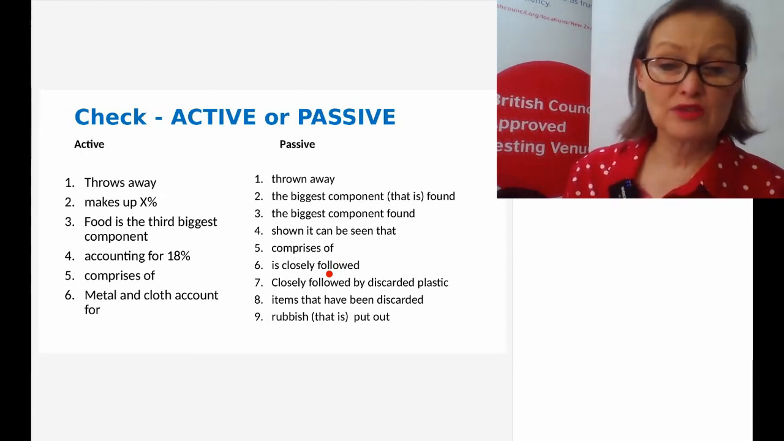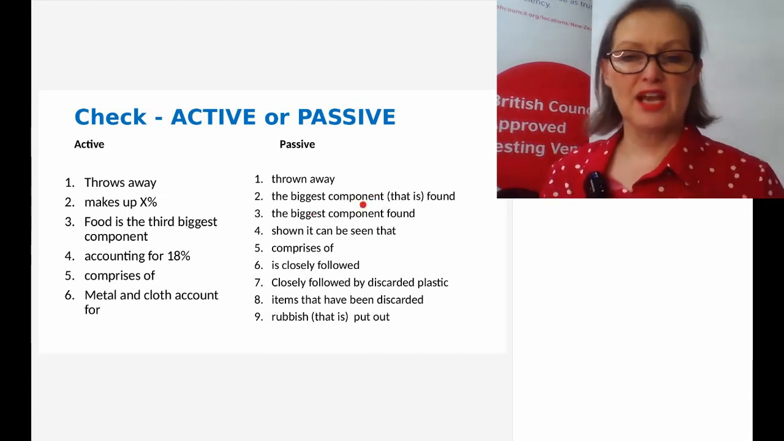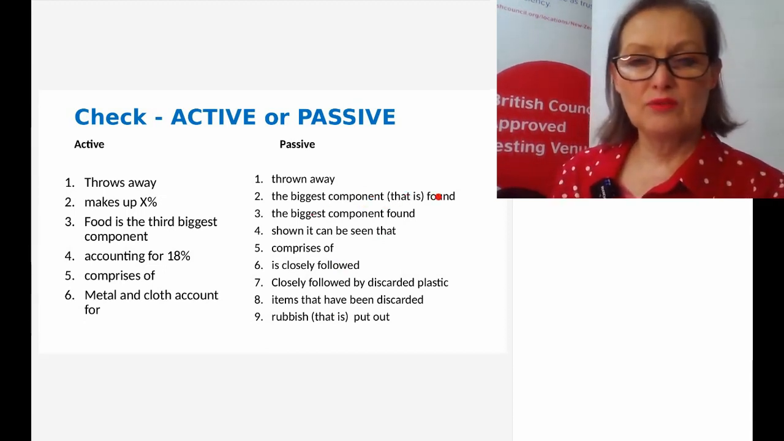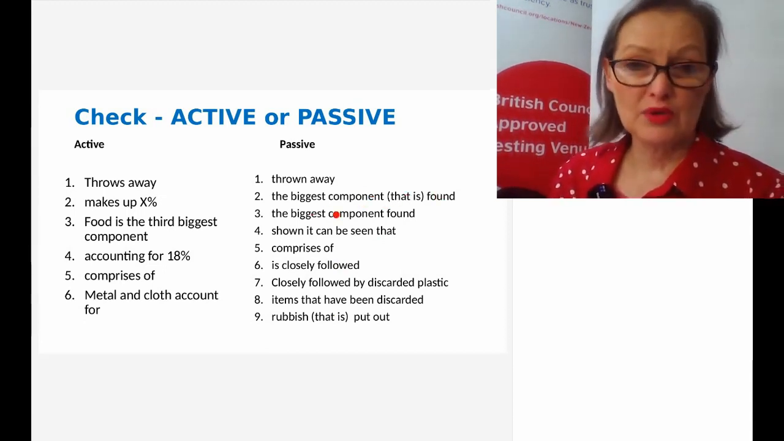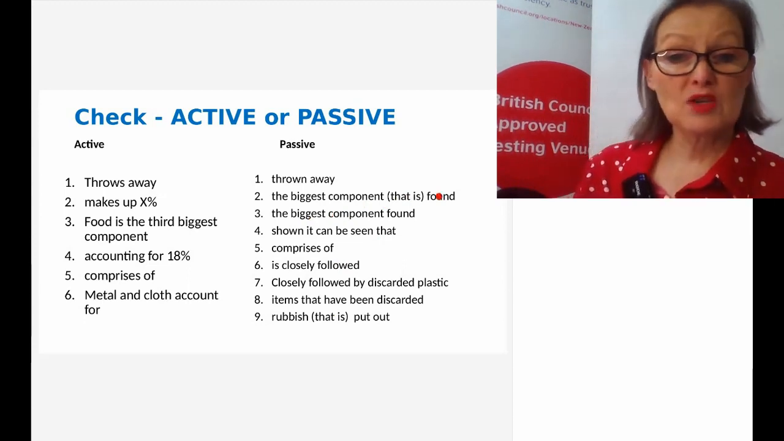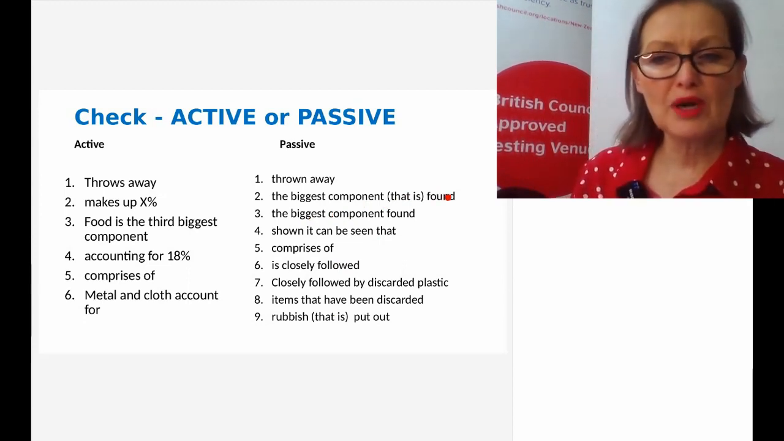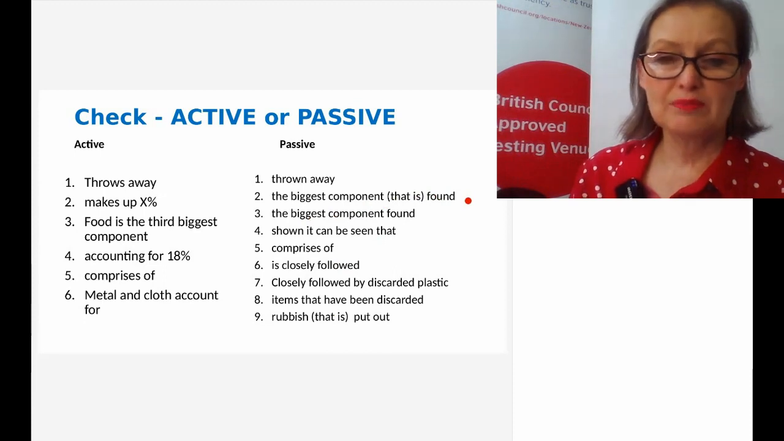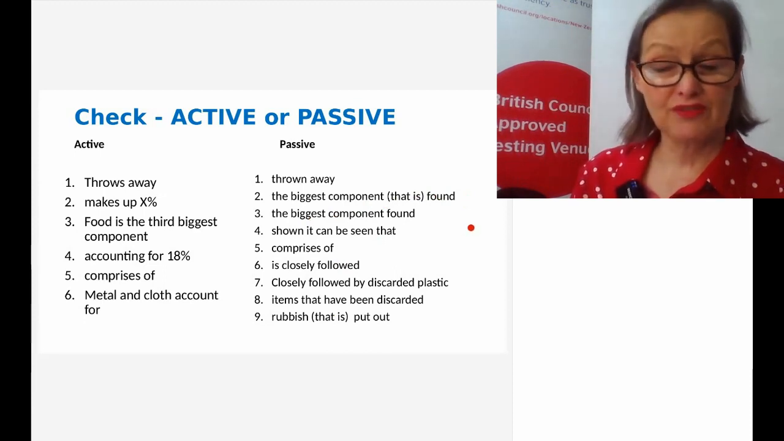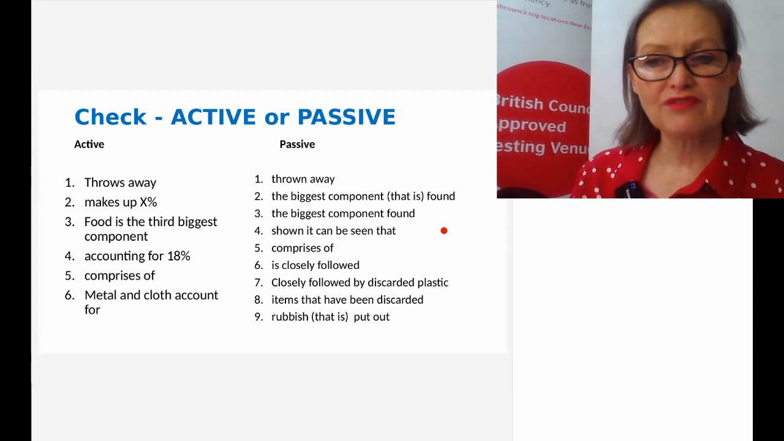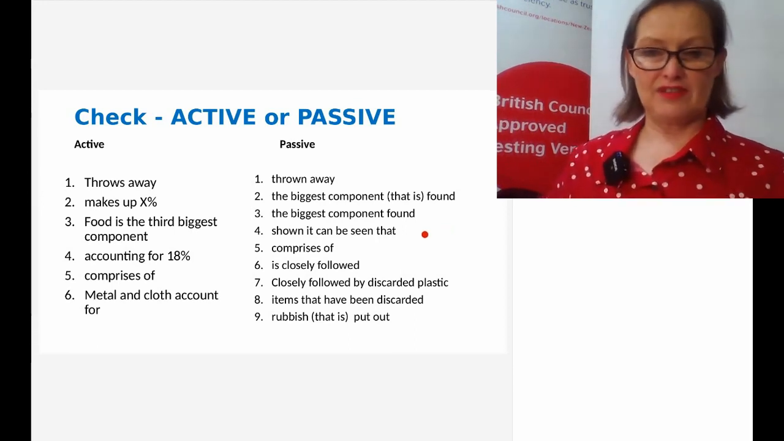Metal and cloth account for... And then on the passive side, rubbish or waste that is thrown away. The biggest component, have a look at this one, the biggest component found, or the biggest component that is found. That is found is actually my passive.